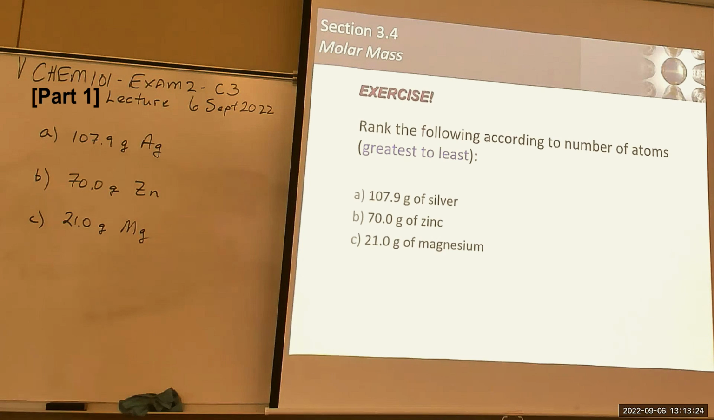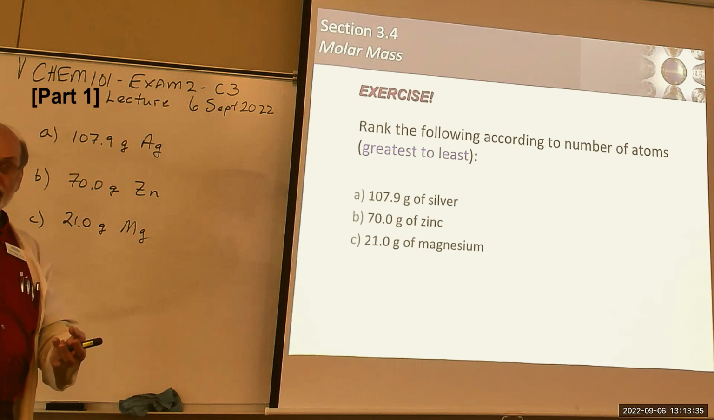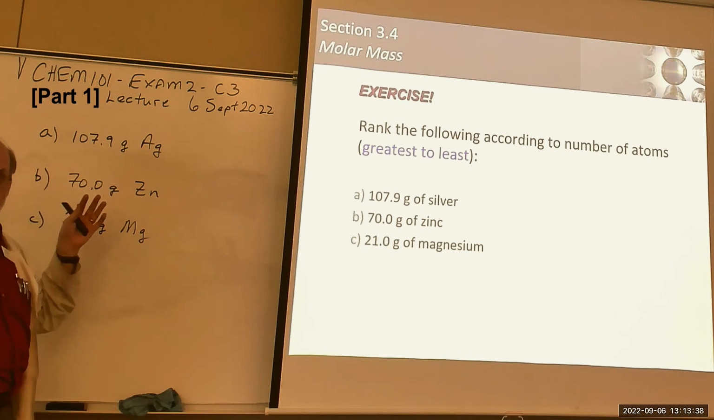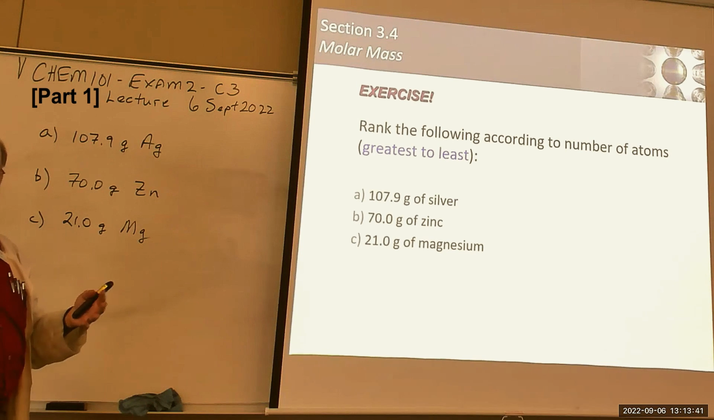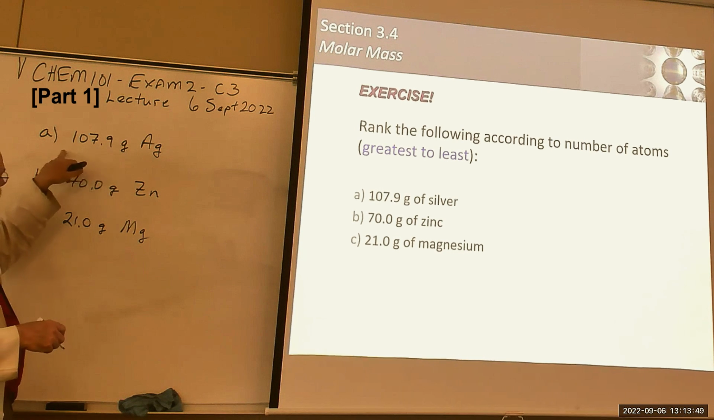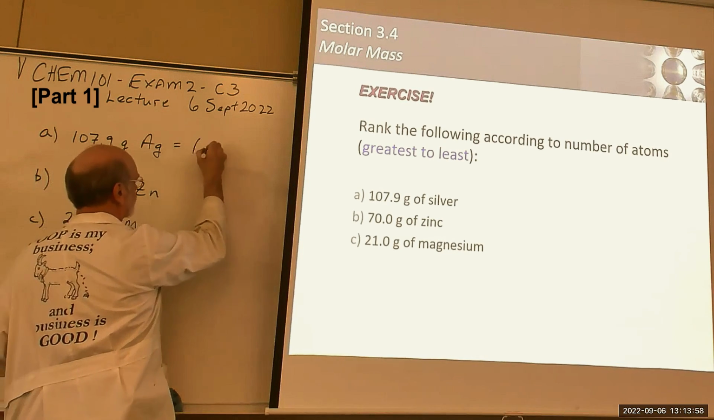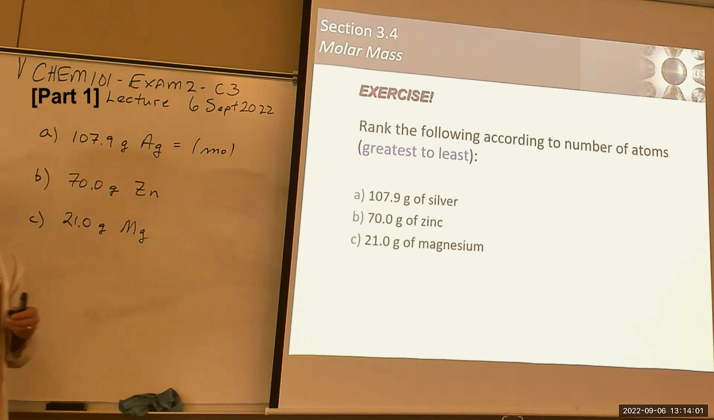magnesium. So if we want to rank these from greatest to least, do we need to know the exact number of atoms? No, atoms is counting. Moles is counting too. So if we can say how many moles does each represent, then we can put them in order. We don't have to know the exact number of atoms. I mean, if you've got plenty of time and you're just curious, yeah, you could do it. But this many grams of silver is how many moles? Right. Off the periodic table, that's the molar mass of silver. It's 1 mole.